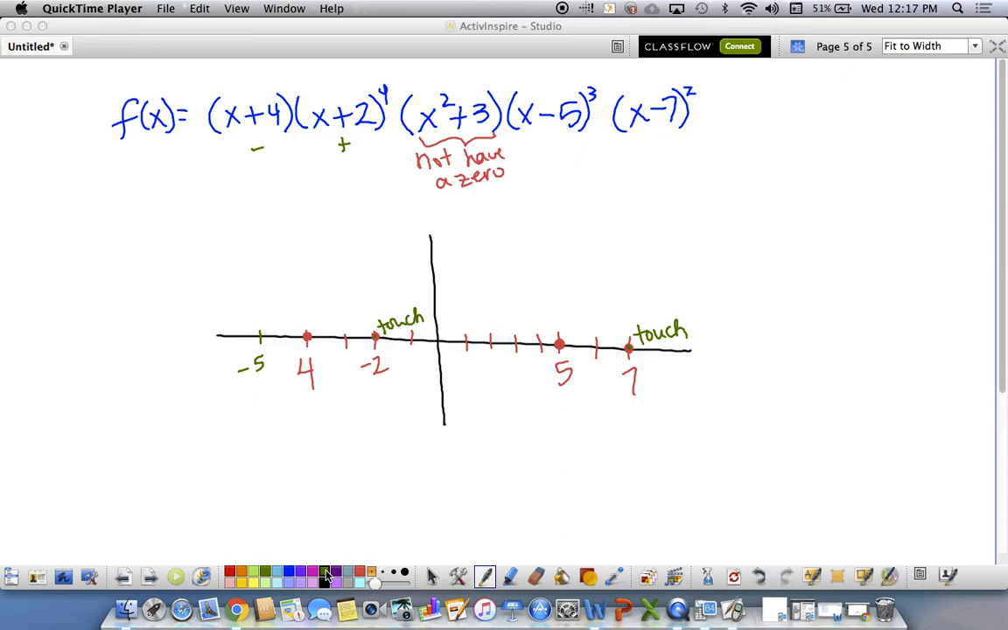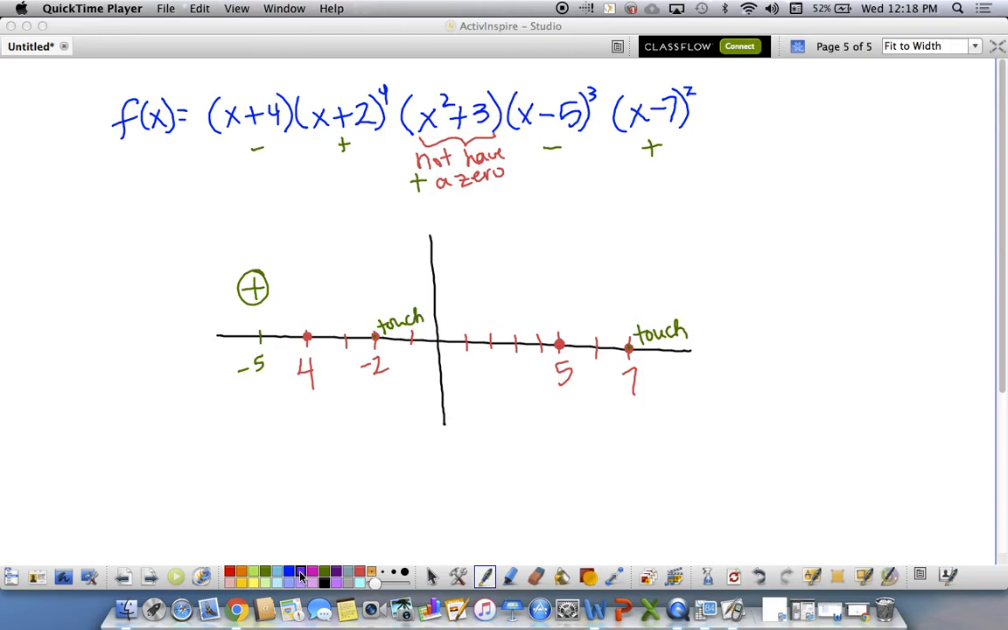Okay, so we're plugging in negative 5 plus 4. It's negative. Negative 5 plus 2, negative 3 to the 4th is going to be positive. Negative 5 squared is going to be a positive. Plus 3 is going to be a positive. Negative 5 minus 5 is negative. Negative cubed is still negative. Negative 5 minus 7 is negative. Negative squared will be positive. So I've got 3 positives and 2 negatives. Negative times a negative is going to be a positive. Whew, that was a lot.